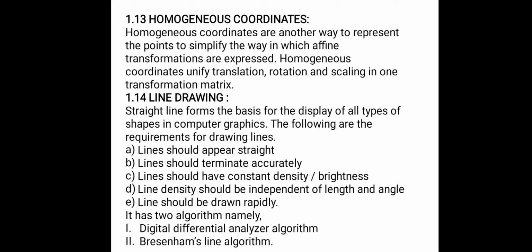Homogeneous coordinates. Homogeneous coordinates are another way to represent points to simplify the way in which affine transformations are expressed. Homogeneous coordinates unify translation, rotation, and scaling in one transformation matrix.